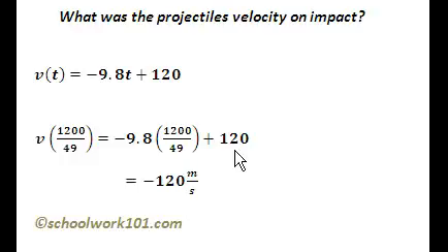We plugged it in, and remember we get a negative here, which may not make sense for a lot of people, but this tells us that the projectile was falling when it hit the ground. This negative does, at 120 meters per second. I'm going to try to slow this down a little bit.